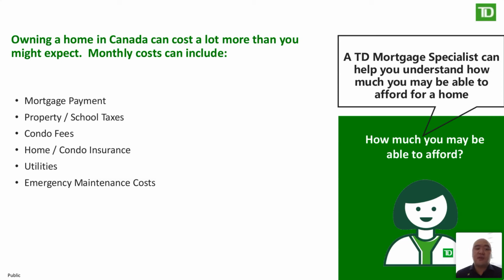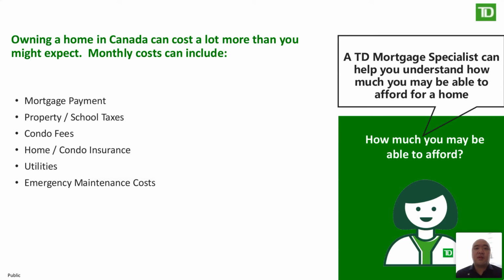And then there are also the ongoing carrying costs, which include some of the items on screen here: your mortgage payments, which would be a majority of the payment you're making on the loan you would take out to purchase the property. And then there are property taxes, and in some municipalities school district taxes, condo fees, home and condo insurance, utilities, and emergency and maintenance costs. So rather than just naming these off, I want to briefly touch on each and explain what each is.